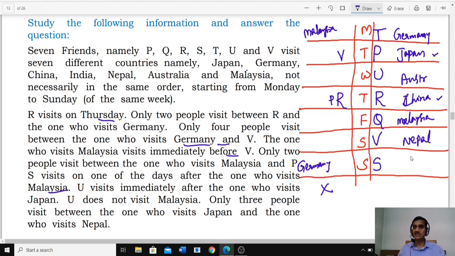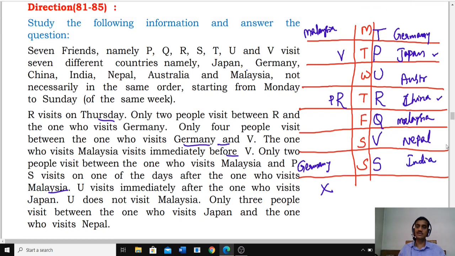And China, India, and so on. Hence, India is the country left over. Yes, visited India on Sunday. Done with this? Now, this is the final arrangement. All the 5 questions are based on this arrangement itself, 81 to 85.